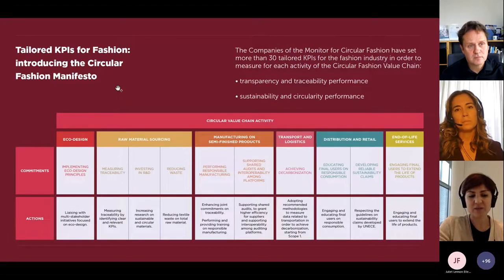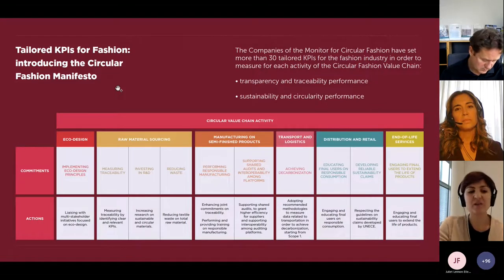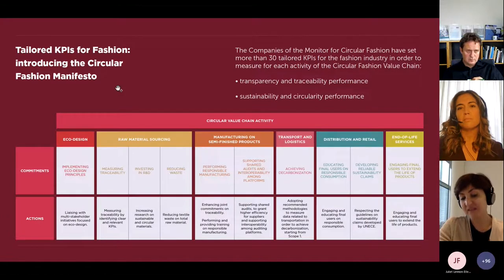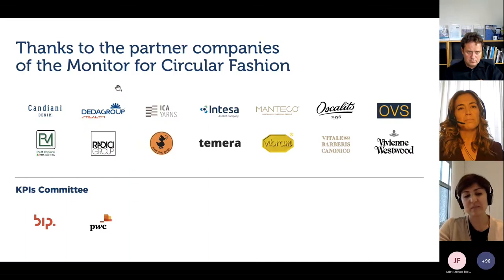And we are carrying out right now an eco-design principles mapping, starting, of course, from the excellent work done by ECOS and the Ellen MacArthur Foundation. And the KPIs will be tested in the next weeks and months through pilot projects. And the pilot projects are the results of the collaboration among brands, ingredient brands and service providers. And they will highlight the main issues to be solved in implementing the KPIs, starting from the eco-design ones.